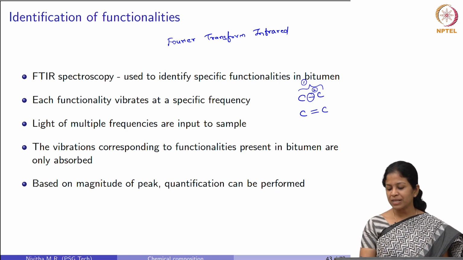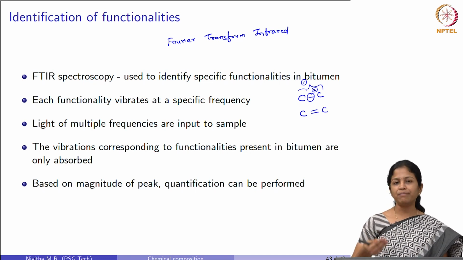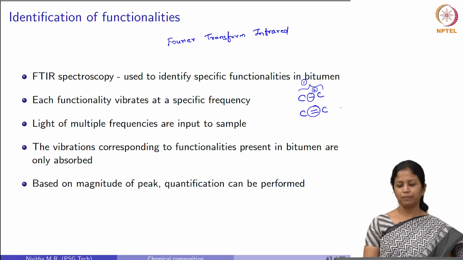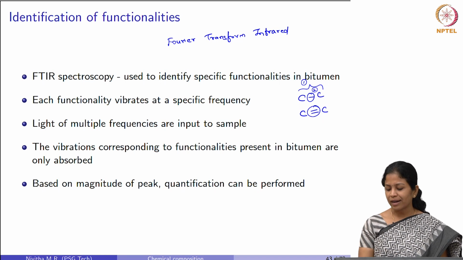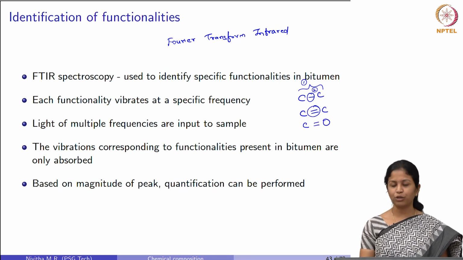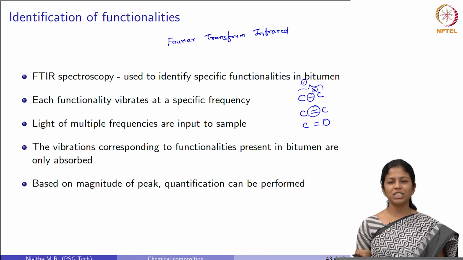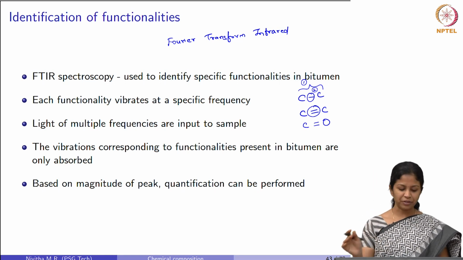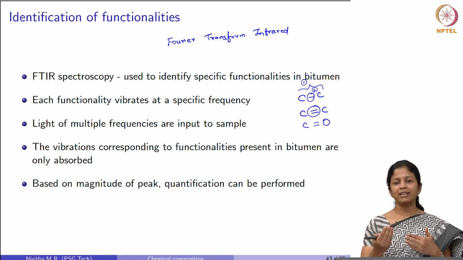So, a carbon single bonded to carbon will vibrate at a different frequency compared to a carbon double bonded to carbon. Similarly, a carbon double bonded to carbon will vibrate at a different frequency compared to a carbon double bonded to oxygen. So, this is the basic principle which is used in FTIR spectroscopy to identify different functionalities. So, how does this technique work?